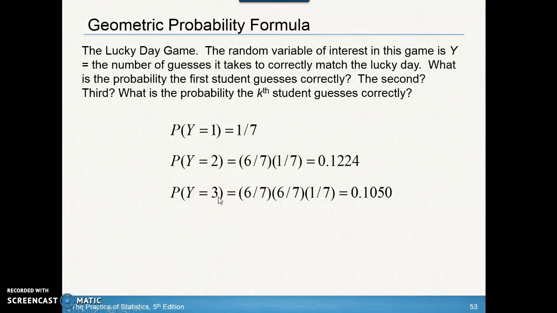The probability that y equals 3 means it takes 3 chances: on the third trial is when they're going to get it correct. So on the first trial and the second trial they did not get it correct, with a 6 out of 7 chance of not getting it correct each time. On the third trial, they did get it correct, with 1 out of 7.